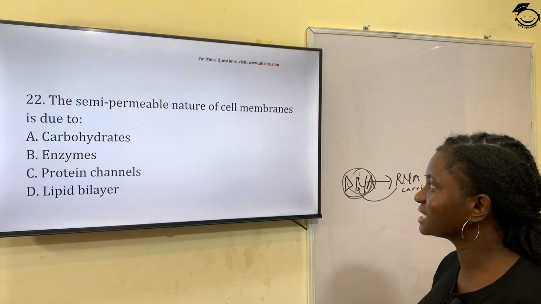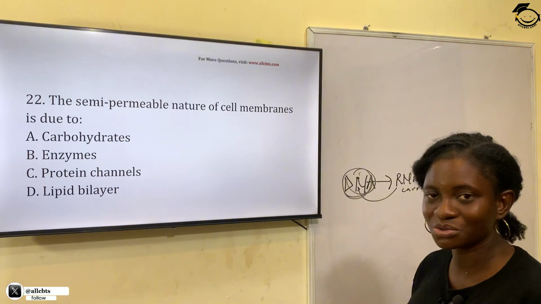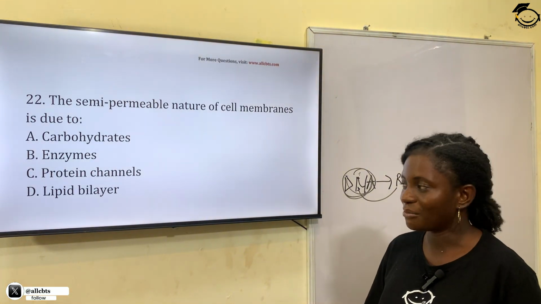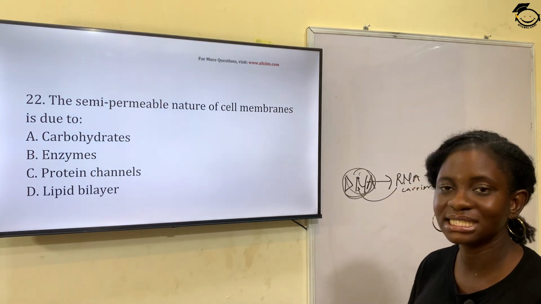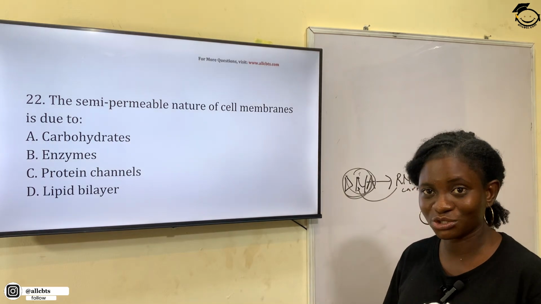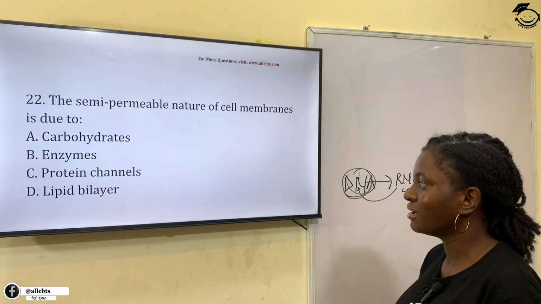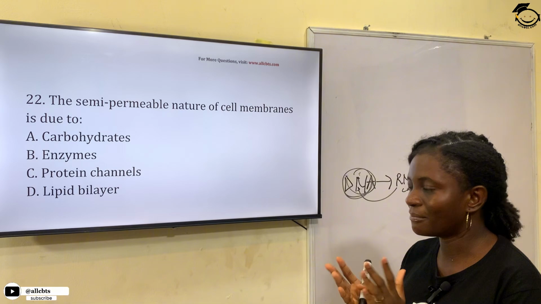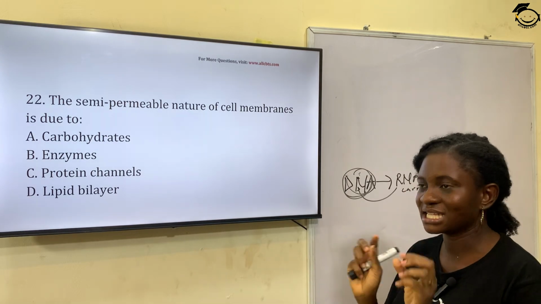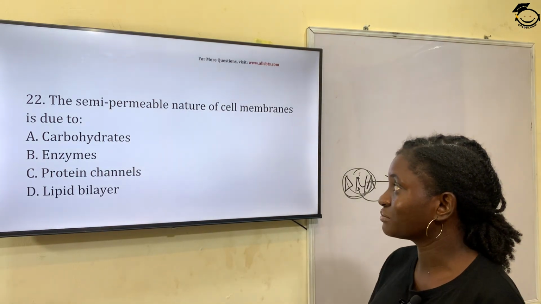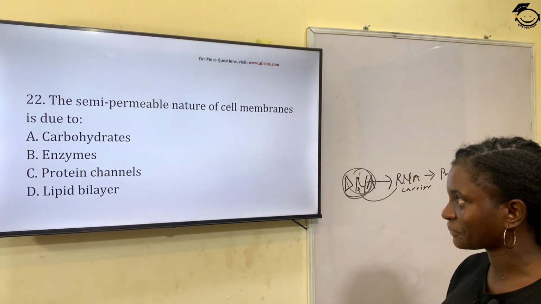Question 22. The semi-permeable nature of the cell membrane is due to: option A, carbohydrates; B, enzymes; C, protein channels; D, lipid bilayer. Semi-permeable means it controls what enters and exits the cell. So it's the lipid bilayer. It has the hydrophilic and the hydrophobic parts, which makes the cell membrane semi-permeable in nature. Option D is the correct answer.